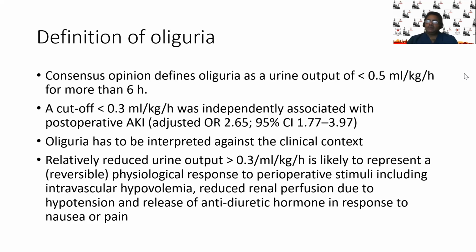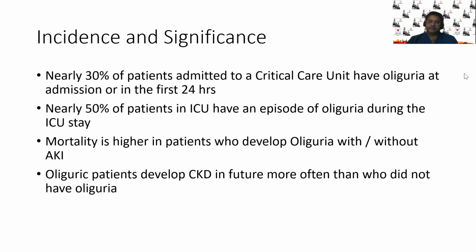Relatively reduced urine output of more than 0.3 ml per kilogram per hour is likely to represent a reversible physiological response to perioperative stimuli, including intravascular hypovolemia, hypotension, and the release of antidiuretic hormone in response to pain or other such stimuli. So what is the magnitude of this problem? Is it just a flash in the pan, or is it a persistent problem in the intensive care units?